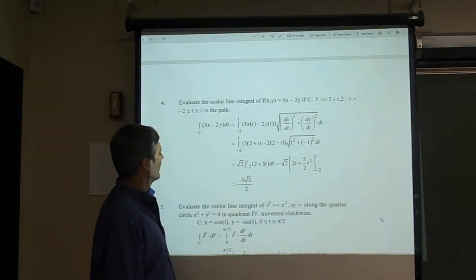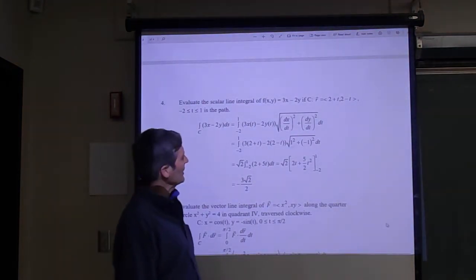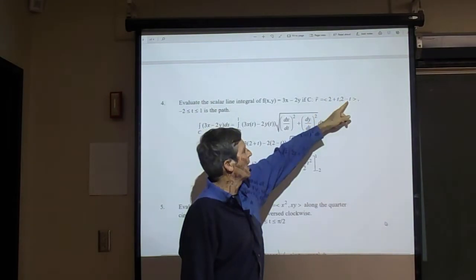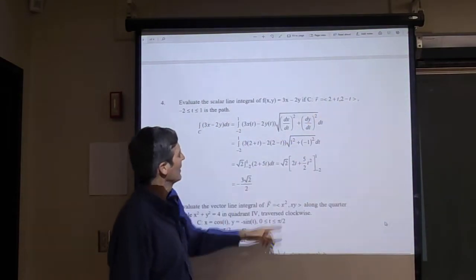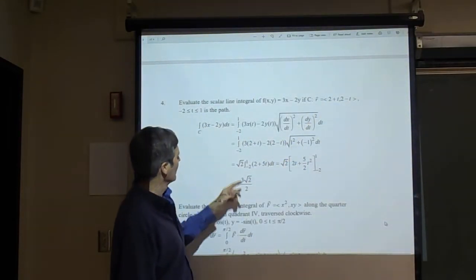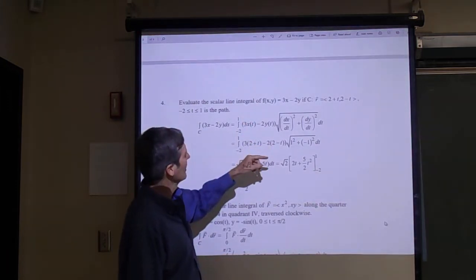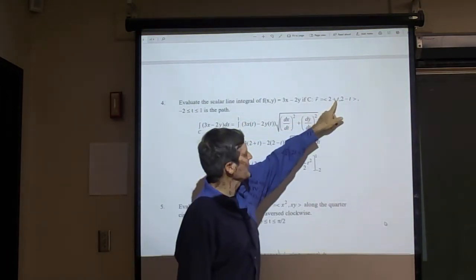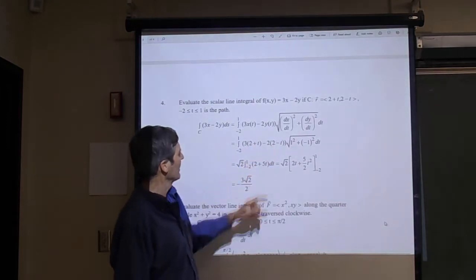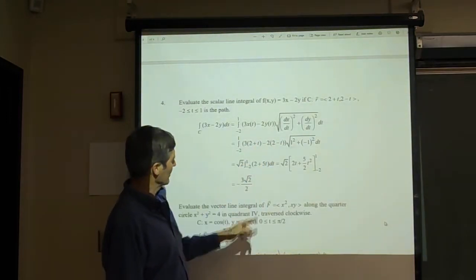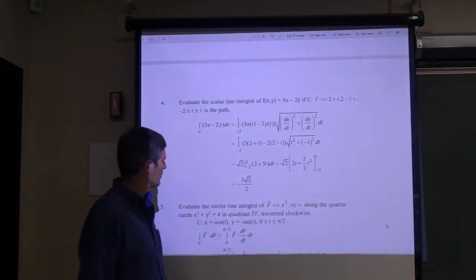Now, dx/dt and dy/dt, this is x and this is y, so the derivatives are 1 and minus 1. And I put in that x is 2 plus t and y is 2 minus t in here. And then you just have a calculus 1 integral that comes out to be 3 square root 2 over 2 minus.